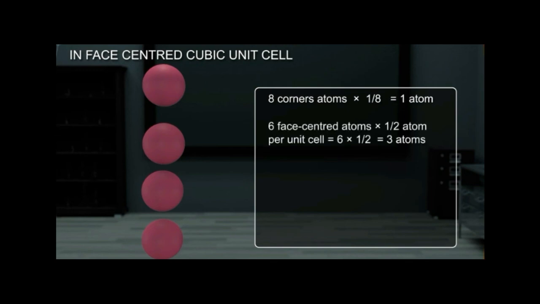Then in addition to this we have 6 faces. In the 6 faces, one face we will take as half. Half into 6 is 3. So from the faces we will consider 3 atoms and from the corners 1. So the total number of atoms present in FCC is 4, or we say that the rank of a FCC is 4.